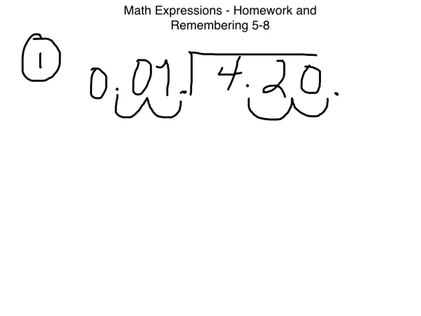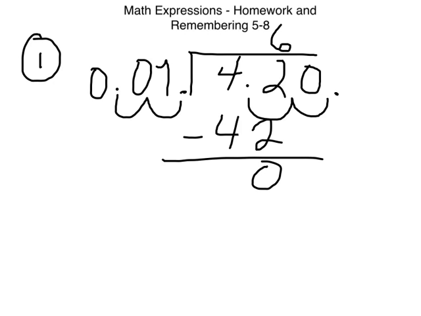Now we divide. 7 can go into 42 6 times. 7 times 6 is 42. We have a 0, we bring down a 0. Once we bring down that 0 and 7 still can't go into it, then we bring it up.